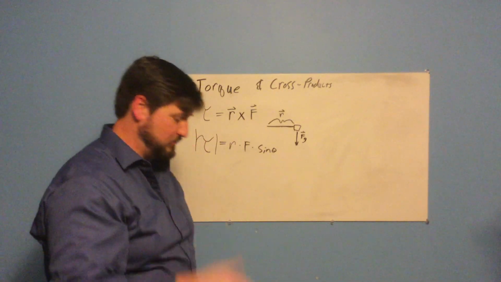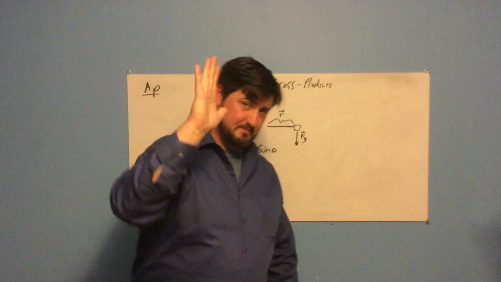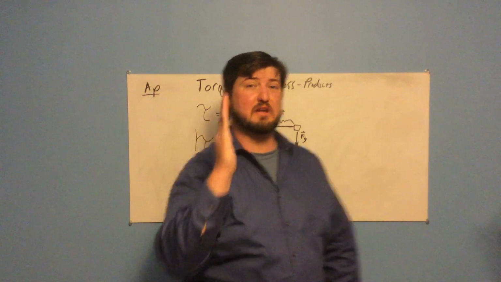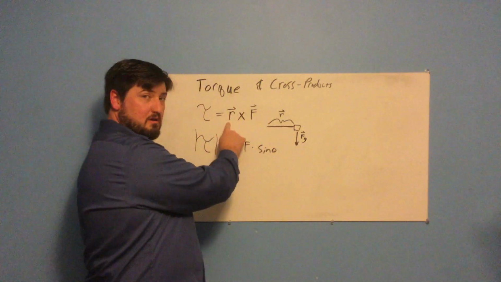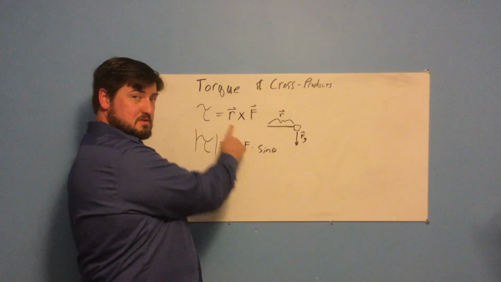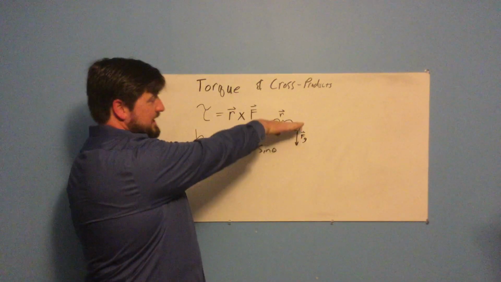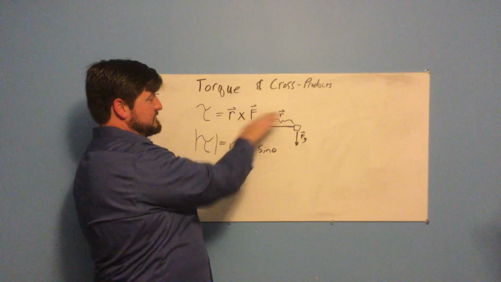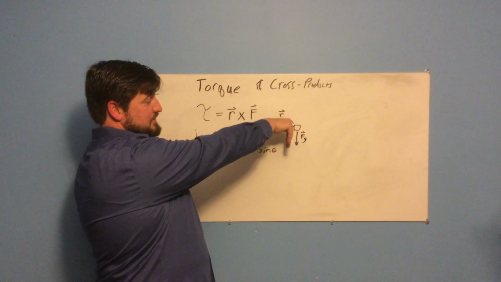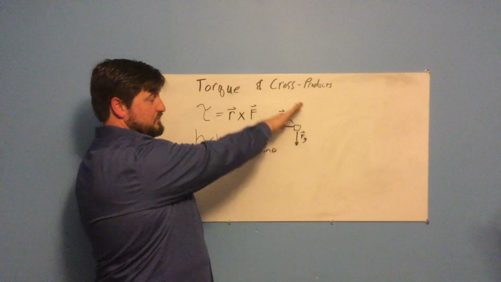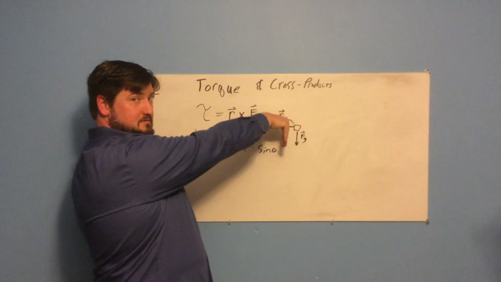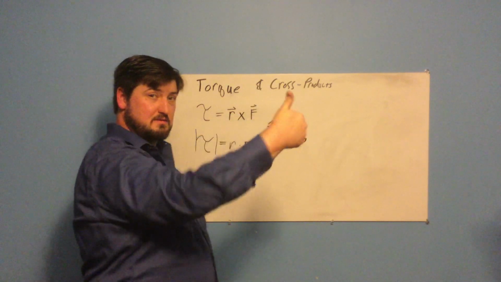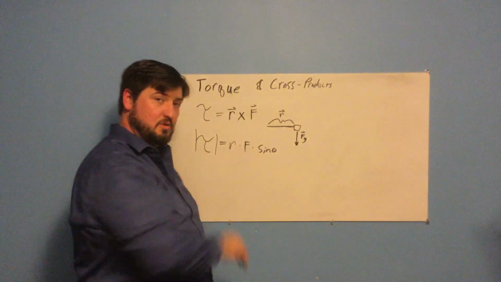So how does the right-hand rule work? You have to take your right hand, and you take your first vector, whatever vector comes first. So in our equation, r comes first. So we have to point our hand in the direction of r, and then cross f. So then you curl your fingers in the direction of the other vector that you're multiplying it by, and the direction your thumb points is the direction of your torque.